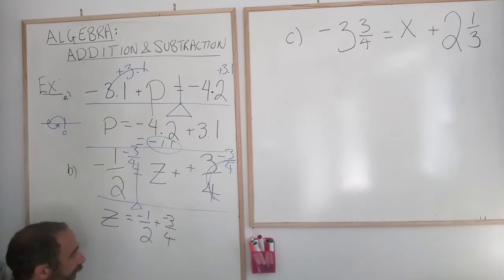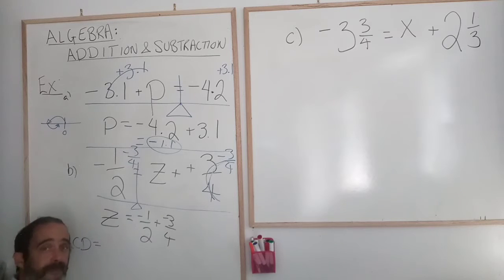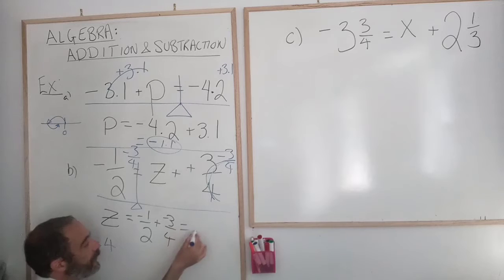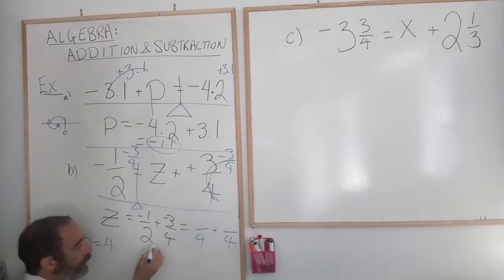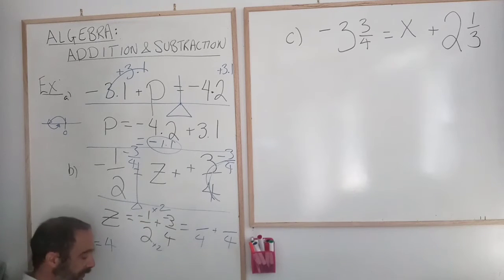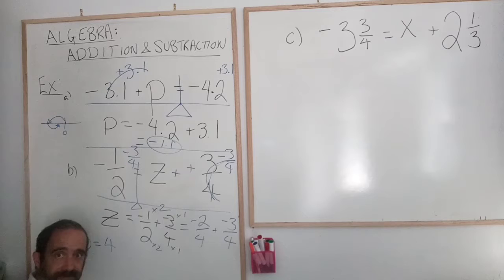Okay, but these are fractions, so we need to first find that lowest common denominator. Well, between 2 and 4, I think that we can see the lowest common denominator is going to be 4. And we need to express both of those numbers over 4. Right? So we multiplied the 2 by 2 to get 4. That means you have to multiply the top by 2 as well. And negative 1 times 2 is negative 2. 4 times 1 is 4. So negative 3 times 1 is negative 3. Okay?